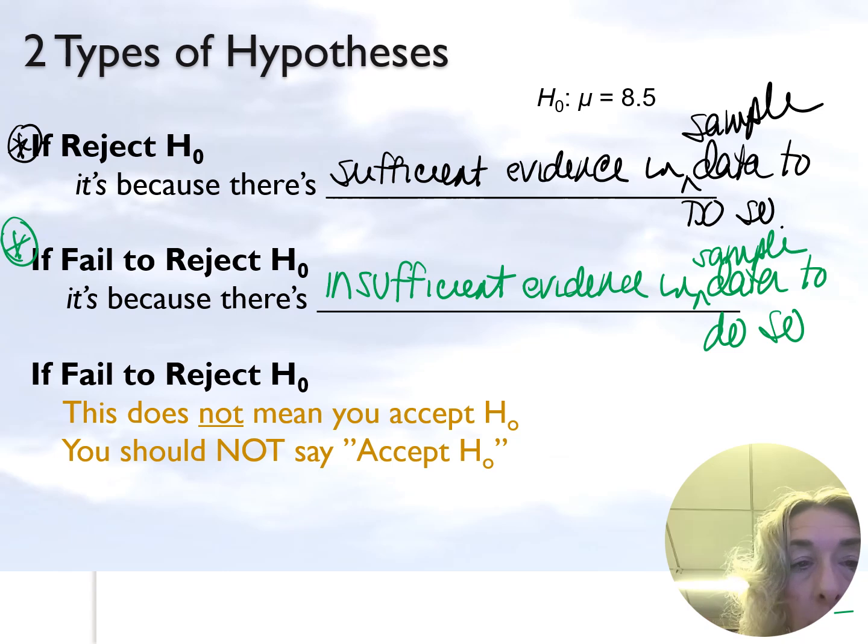Now, if you fail to reject the null hypothesis, this does not mean you therefore accept the null hypothesis. So you should not say, I accept the null. We will explore that a little bit more as we progress, and we'll learn why.